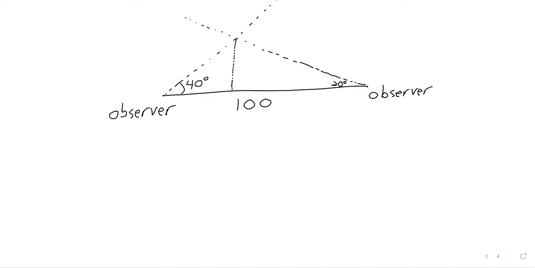What these various laws we've learned should actually let us do is find the sides of that triangle. There's nothing in the law of sines or the law of cosines that's supposed to let us find this distance.